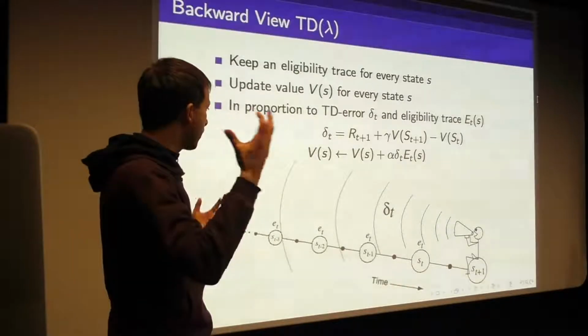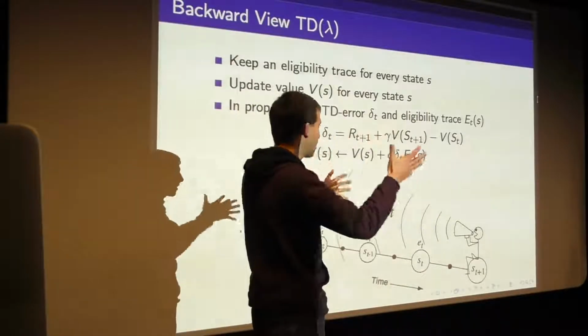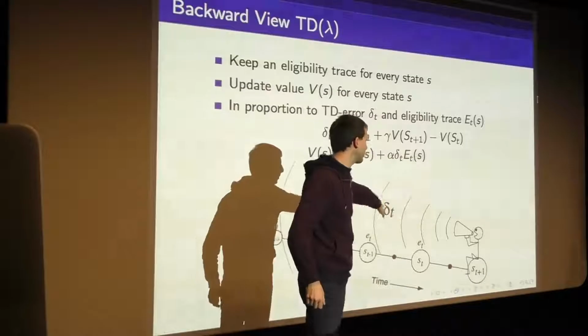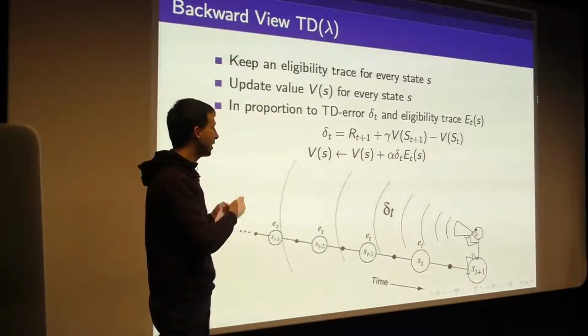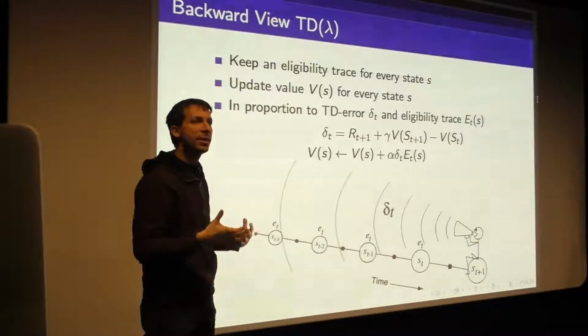And so this has a backwards view now, where we're no longer looking into the future. It's more like this TD error is being broadcast back to every state in the past, and the value function at each of those states is updated in proportion to the TD error.